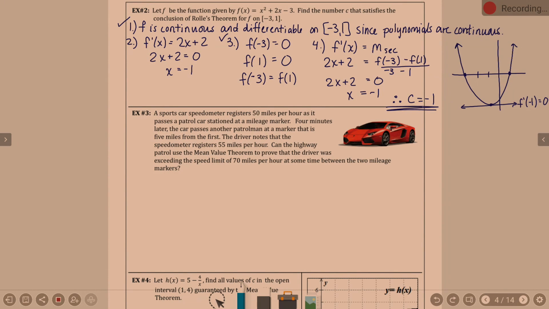For example 3, which, according to Sophie, is the Lamborghini. So, I don't know, some sports car. A sports car speedometer registers 50 miles per hour as it passes a patrol car stationed at a mileage marker. 4 minutes later, the car passes another patrolman at a marker that is 5 miles from the first. The driver notes that the speedometer registers 55 miles per hour. Can the highway patrol use the mean value theorem to prove that the driver was exceeding the speed limit of 70 miles per hour at some time between the 2 mileage markers?